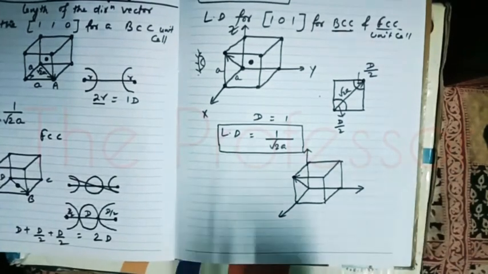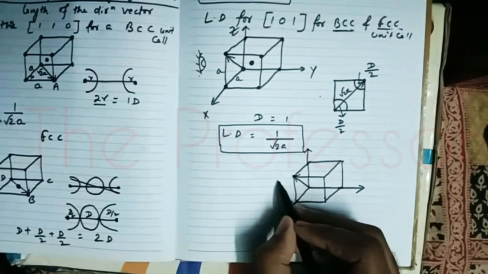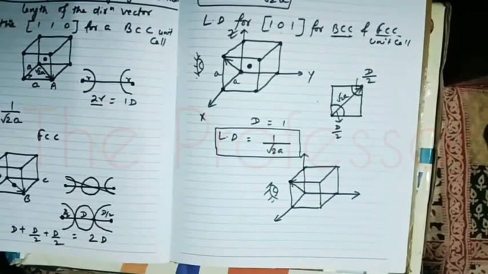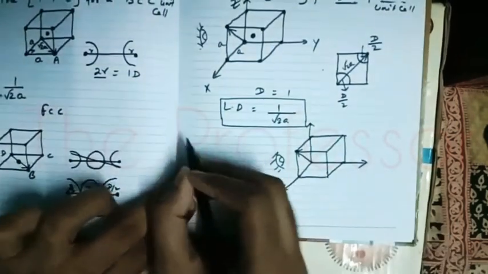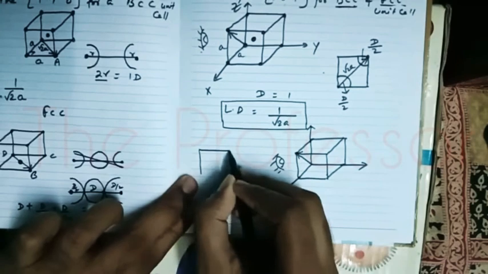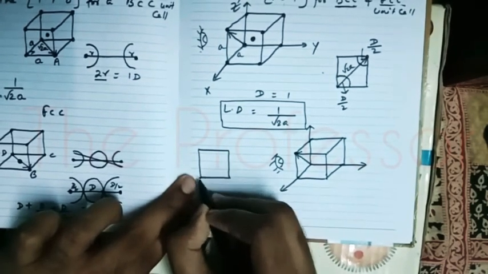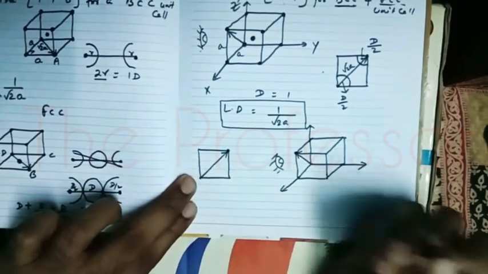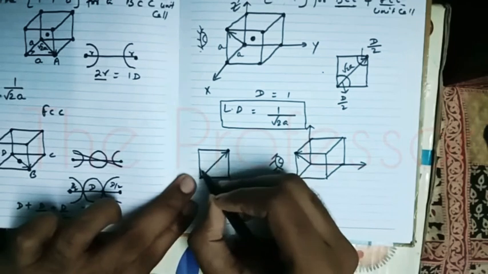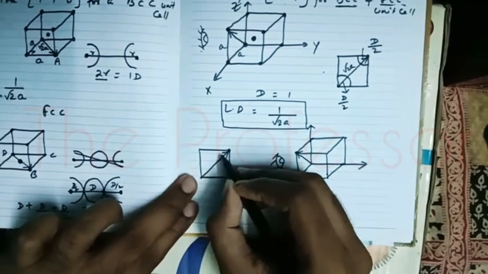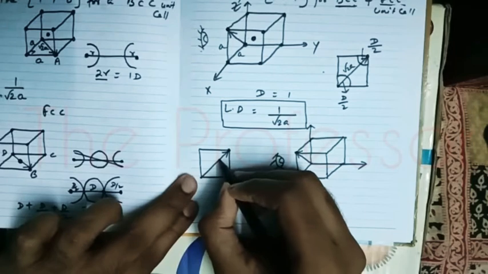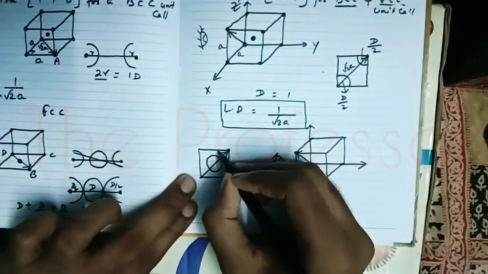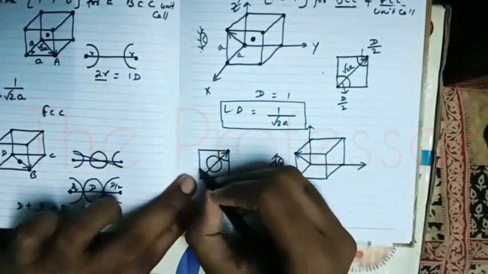Again, let us look at this direction vector from this side. It will look somewhat like this. This is your origin, this is the desired point, and this is your direction vector. Earlier you were having atoms just at this corner and this corner, but now you have one complete atom which is present at the center of this face, and this is in contact with the corner atoms, right?